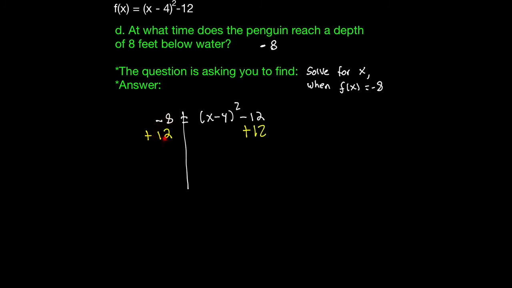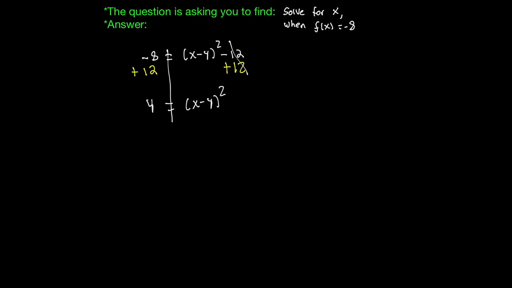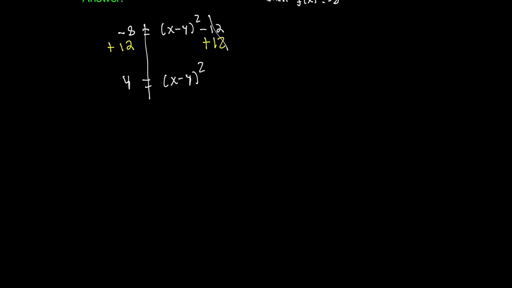On the left hand side, negative 8 plus 12, we're gonna get positive 4. On the right hand side, we're just left with x minus 4 squared since the 12s are gonna cancel out. And now to undo the square here, we're going to square root both sides. On the left hand side, the square root of 4 is going to be plus or minus 2. On the right hand side, square and square root cancel out, leaving us with x minus 4.